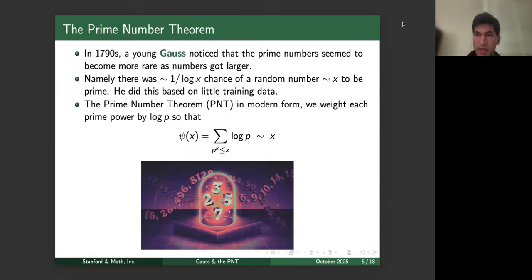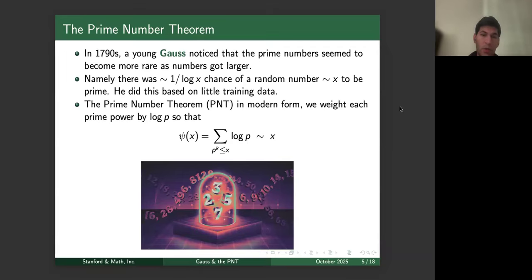So I would say that our story maybe begins in the 1790s when Gauss himself was looking at tables of numbers, in particular looking at the primes. He noticed that not only these primes seemed to be getting rarer and rarer as the numbers in the tables he was looking at were getting larger, but more specifically, he noticed that there was an actual regular trend of the density of primes. So if you took numbers of size x, he was noticing that maybe there was about a 1 in log x chance that the numbers of that size were going to be prime.